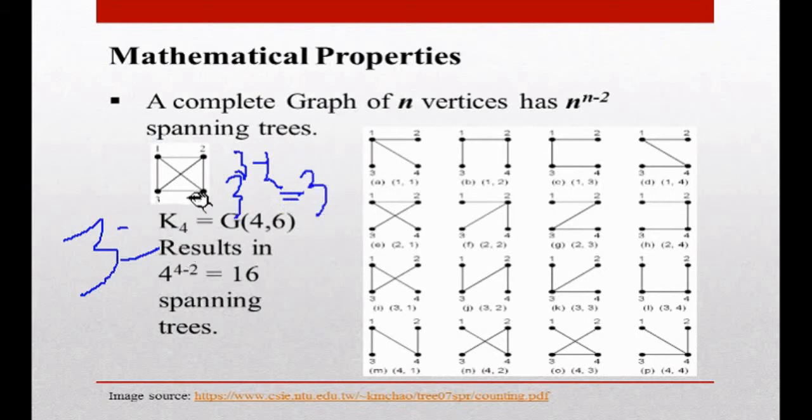Similarly, if you have 4, it is 4 raised to the power of 4 minus 2, which is 16. If you have 5, obviously it is 5 raised to the power of 5 minus 2, which is equal to 125. Similarly, you can work it out for graphs with a higher number of vertices. Obviously, if you have a high number of vertices, then the number of spanning trees generated will also be pretty high. Since we have only 4 vertices here, we could enumerate the entire set. If you have more vertices, obviously it's difficult to enumerate all those graphs, perhaps you may have to do it programmatically.